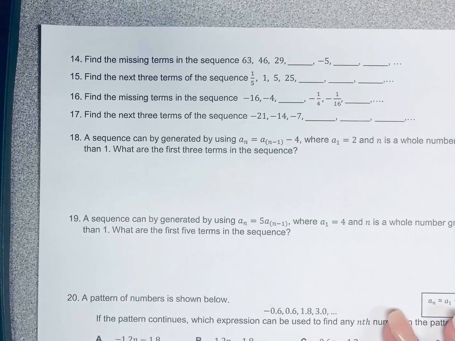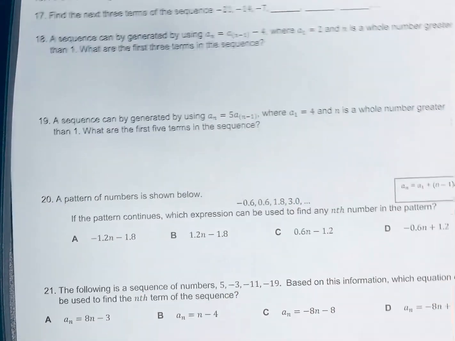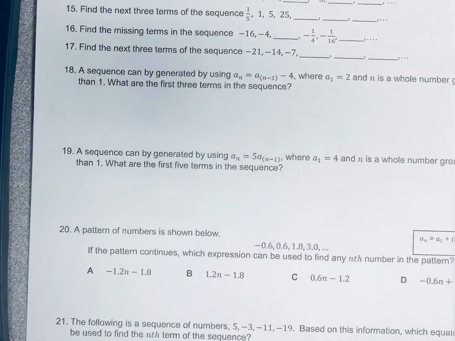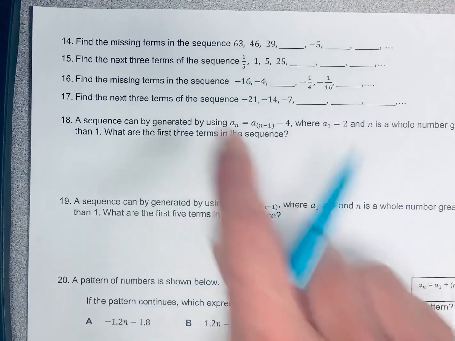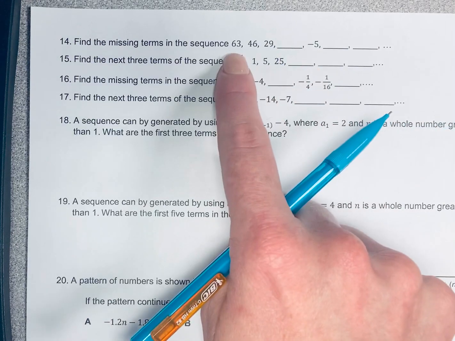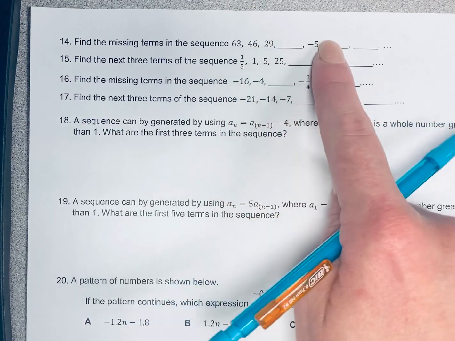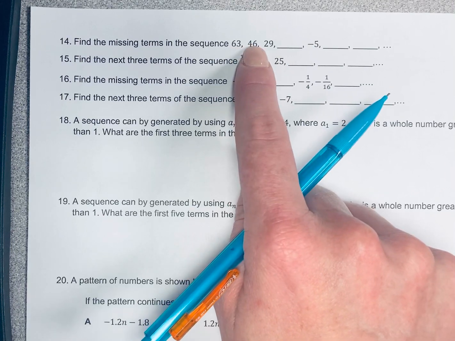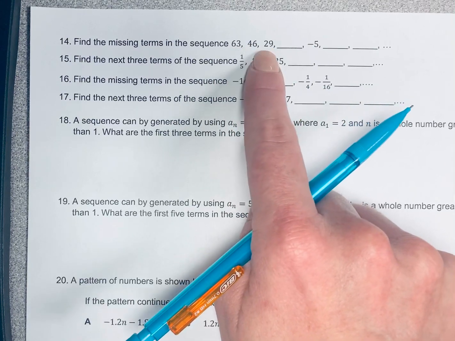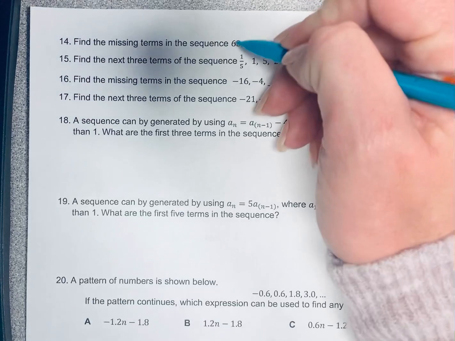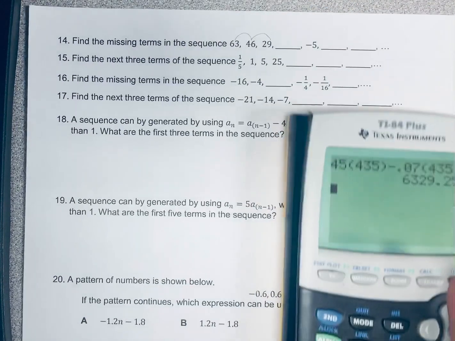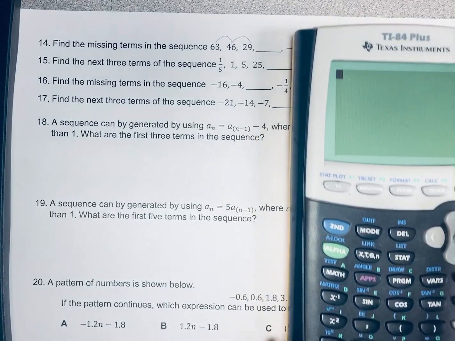All right, let's take a look at the back. Here we have some sequence problems. All right, so number 14, it wants us to find the missing terms in this sequence. So I need to figure out what the pattern is so that I can continue it. So if I'm looking at 63 to 46 to 29, it looks like it's decreasing. So I might be subtracting some number all the way through here. So let's take a look. Let's see if we can figure out what that number is.